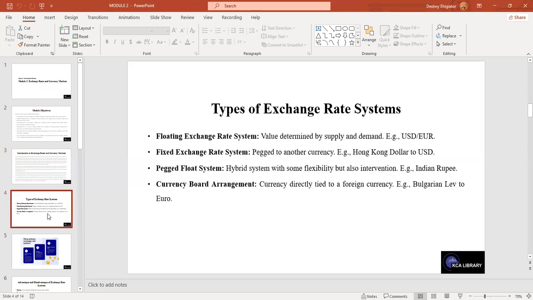What are the types of exchange rate systems? We have one, the floating exchange rate. This is where the value is determined by supply and demand, e.g., the US dollar and the euro. We have two, the fixed exchange rate system. This is pegged to another currency, e.g., the Hong Kong dollar to the USD. We have three, the pegged float system. This is a hybrid system with some flexibility but also intervention, e.g., the Indian rupee. Then lastly, we have the currency board arrangement. The currency is directly tied to a foreign currency, e.g., the Bulgarian lev to the euro.